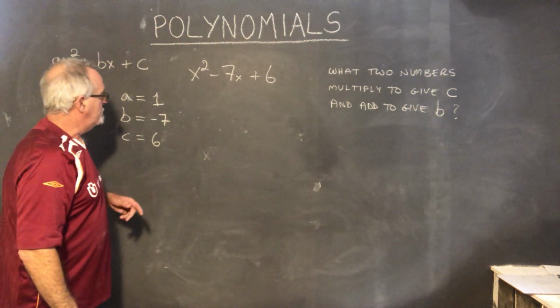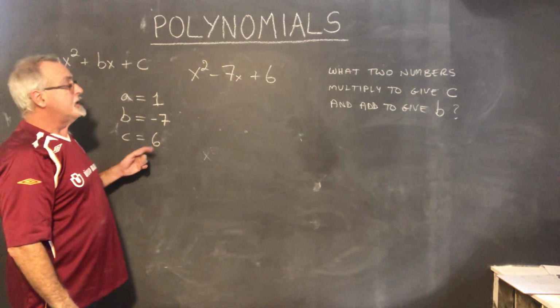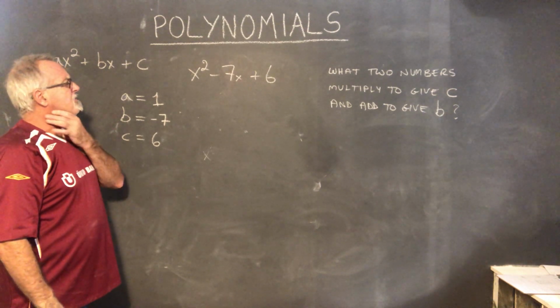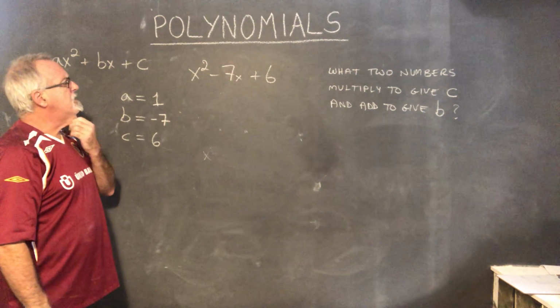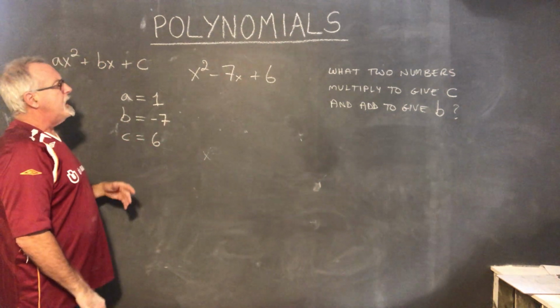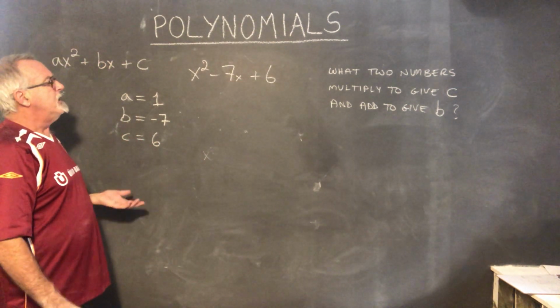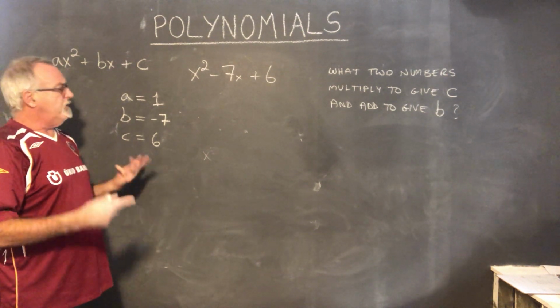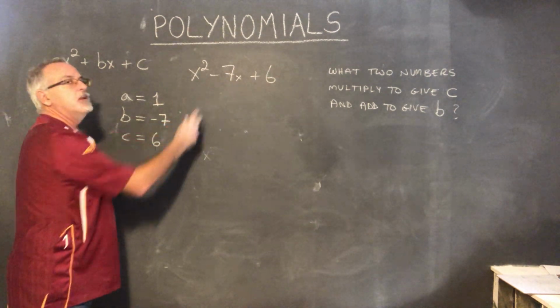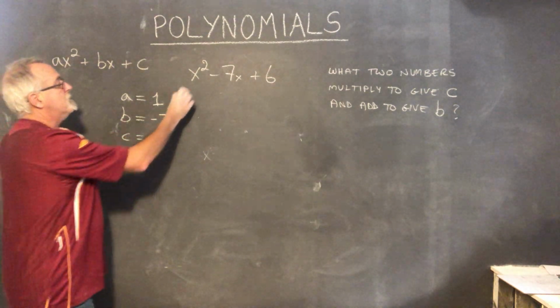Remember to do them. Okay, what two numbers multiply to give 6 and add to give negative 7? I need two negatives again. Two negatives will multiply to give a positive, but they'll add to give a negative. And 6 doesn't have very many factors. So it's going to be negative 2 and negative 3, or it's going to be negative 6 and negative 1. But to add to negative 7, it's the negative 6 and negative 1 that's working.